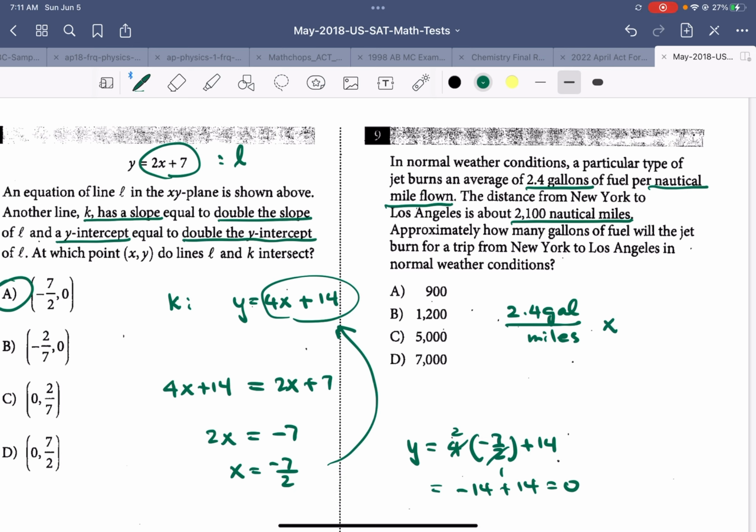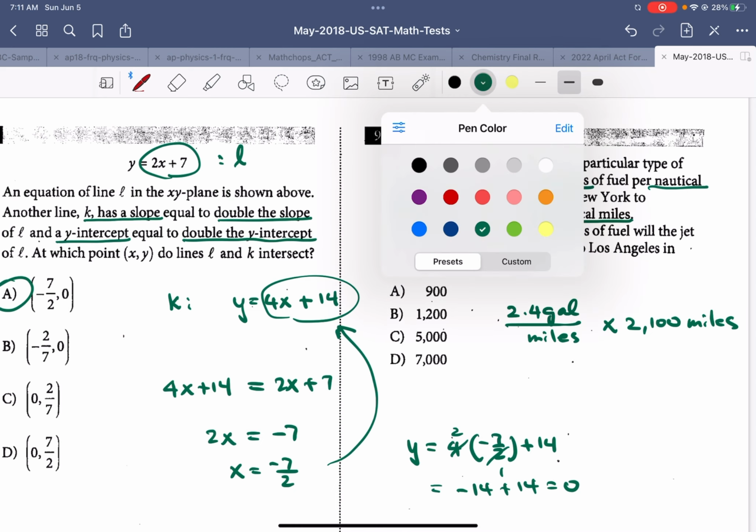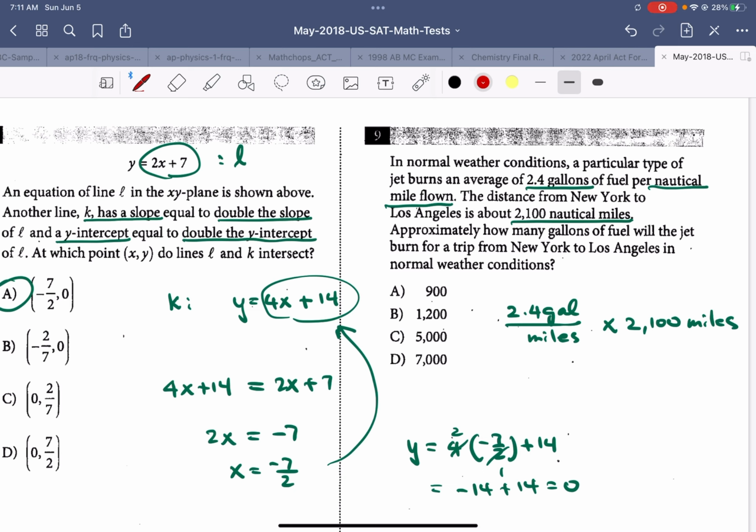And then it will fly 2,100 miles. Then this gives you how many gallons of fuel the jet will need. Mile cancels out. So if you use a calculator, 2,100 times 2.4, that gives me exactly 5,040 gallons. But this is approximately 5,000. So C is the answer.